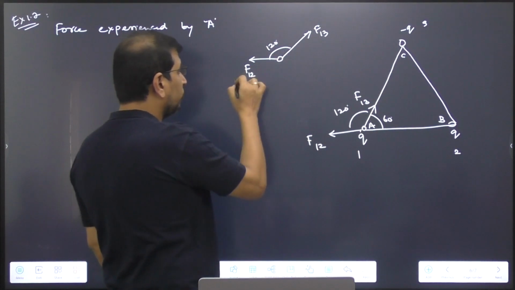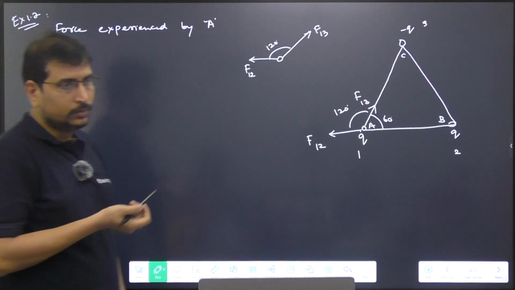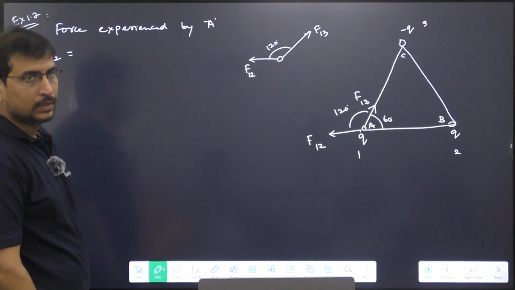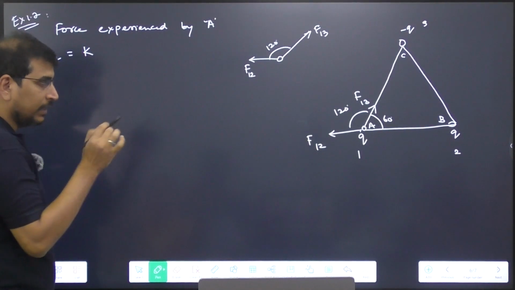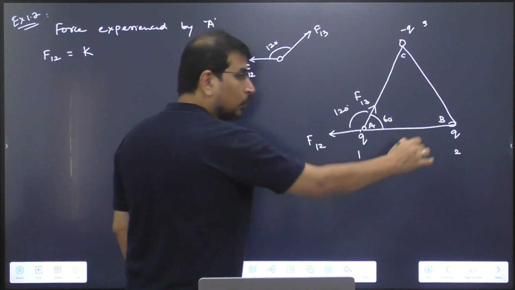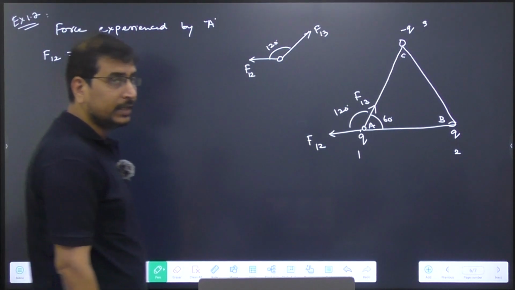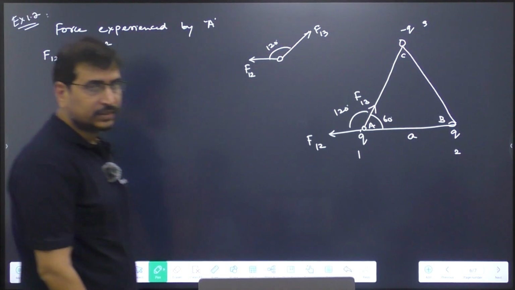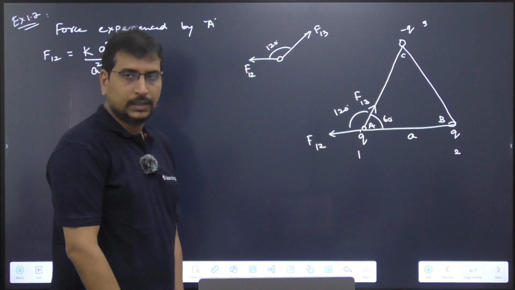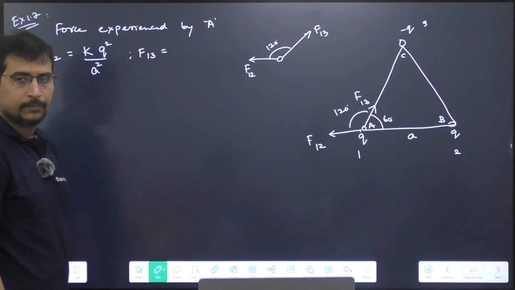Next point: since I have these two forces, I need to find the value of F12 and F13 by applying which law? Obviously, Coulomb's law. So what is going to be the value of F12? It is going to be K, which is in your mind 1 by 4 pi epsilon naught, times the product of magnitude of these charges. How much is it going to be? It's going to be Q into Q, which is Q square, divided by the distance of separation between them. If I take the side of the triangle to be A, it is going to be A square. Makes sense? Similarly, if I take F13, what is it going to be?